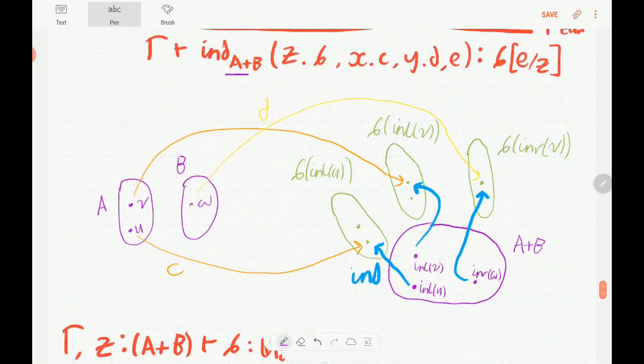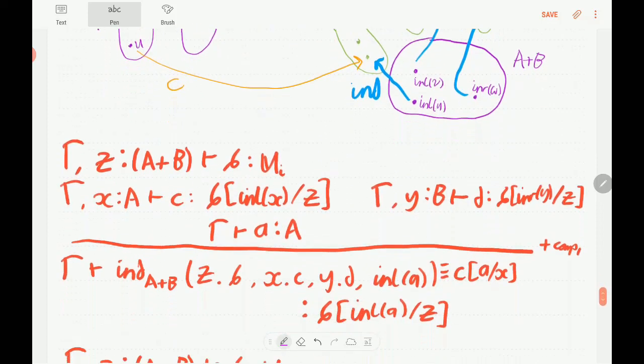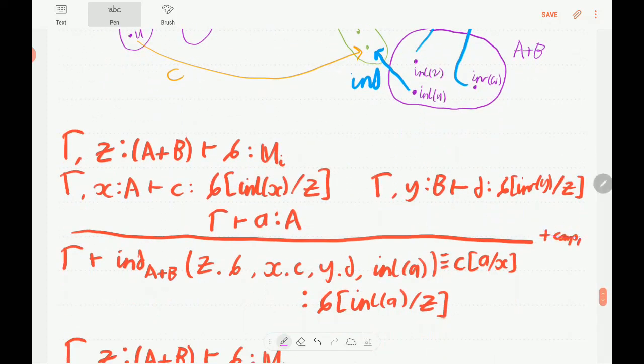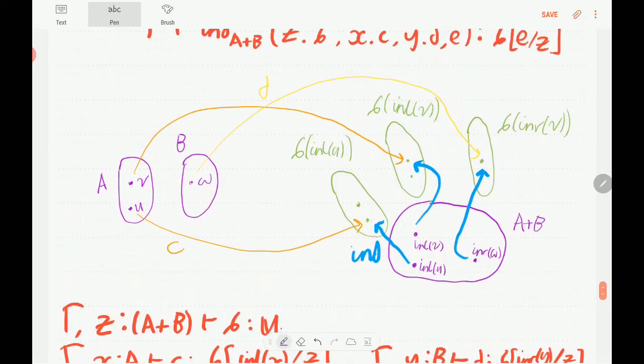Anyway, how exactly this ind of A plus B function works is fixed by the next rules. So this is the computation rule for our sum type, or the first computation rule. There are actually two. And it's basically the same setup as before. But here we're just saying that if we have a value little a of type capital A, and we do this induction function on the left injection of little a, then that gives an output of C of a. So it's basically saying that this induction function, which we just defined, if we're operating on values which came from type capital A via a left injection function, then the way that this induction function works on those values corresponds to the way C works.